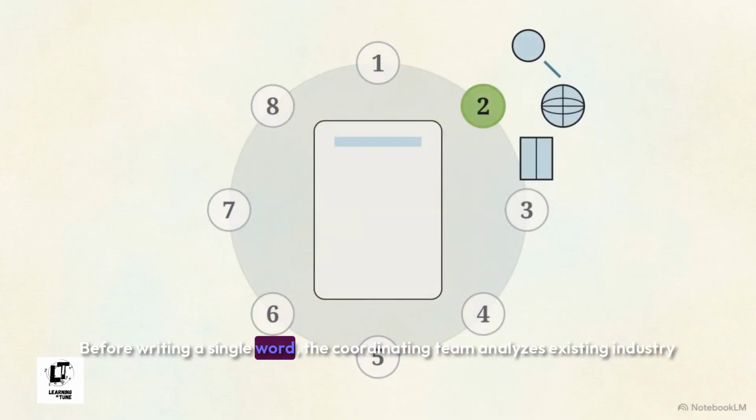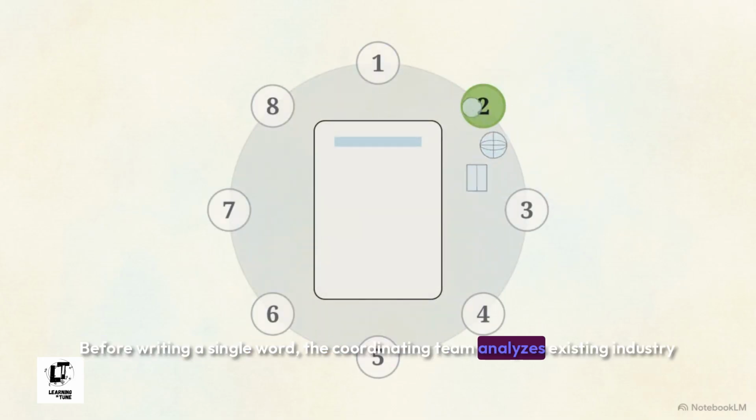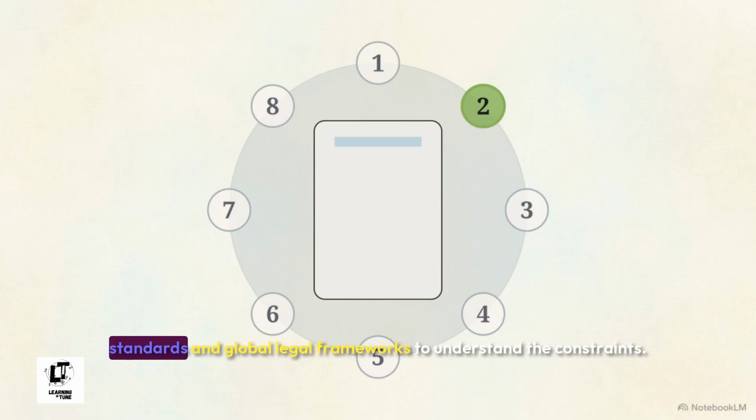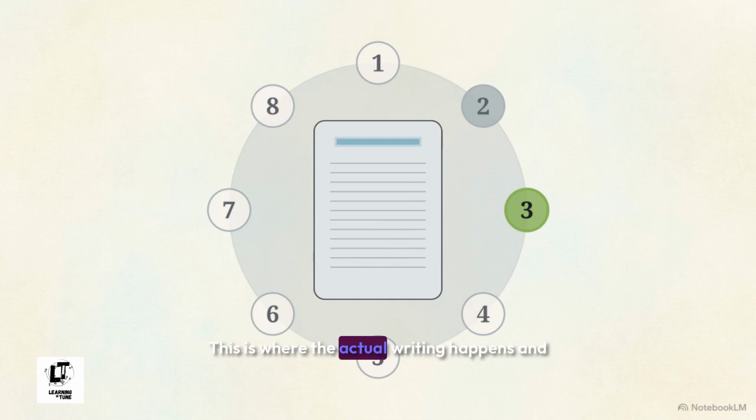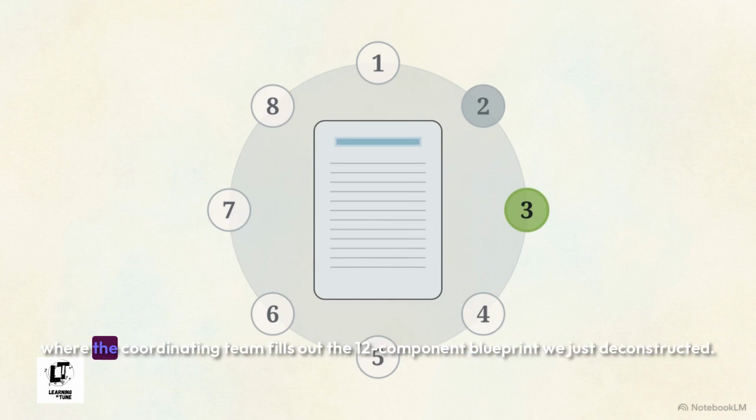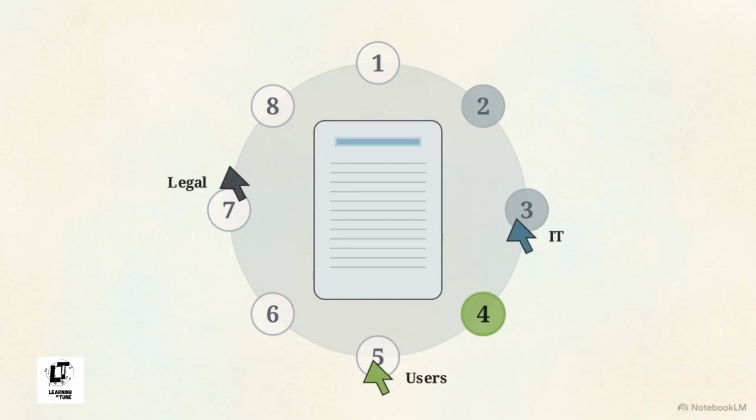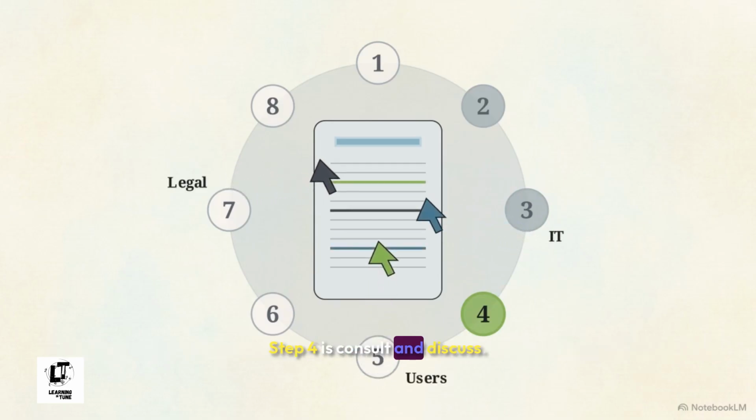Before writing a single word, the coordinating team analyzes existing industry standards and global legal frameworks to understand the constraints. Step 3 is draft. This is where the actual writing happens, and where the coordinating team fills out the 12-component blueprint we just deconstructed. Step 4 is consult and discuss.